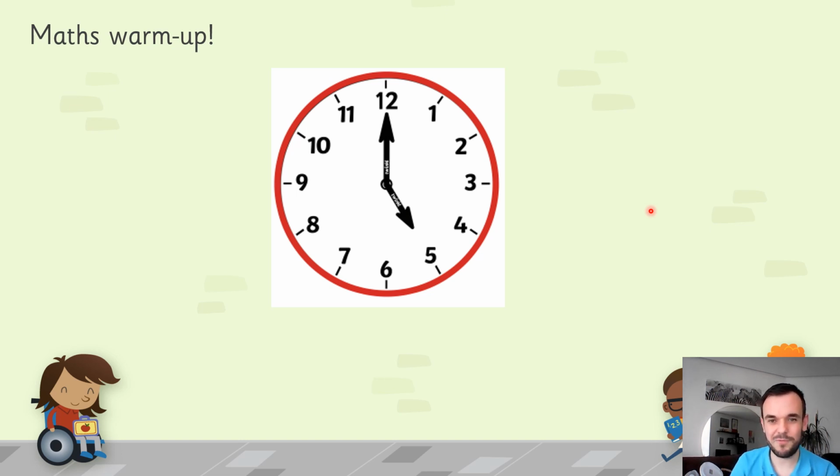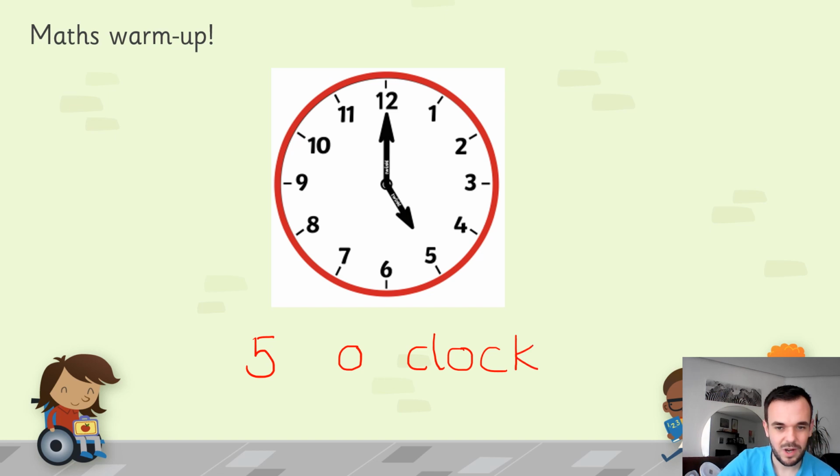Okay, I can see you've all written your answer down now. So I've given you a clock and I want you to tell me what time it is. Well, the big hand's pointing to 12, so we know it's o'clock, and the little hand is pointing to the 5, so we know it's 5 o'clock. And you'd write that like this. You'd write 5, finger space, O, finger space, and then clock. 5 o'clock. If you got that right, give yourselves a big tick. If not, go back and have another go.